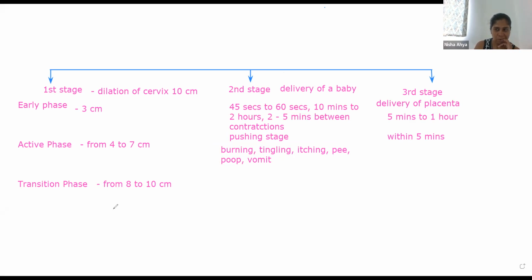Yes, please. For the transition phase, just the details. What have you written? I couldn't make a note for that. It is the most difficult phase. Contractions may be overlapping, lasting from 60 seconds to 90 seconds. And it can last from 20 minutes to 2 hours.